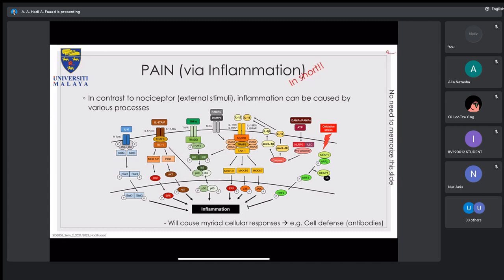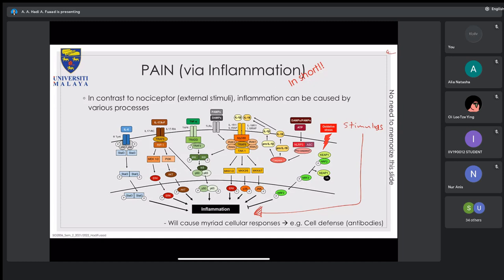There are again a lot of pathways because we are complex beings, and a complex system has complex pathways. From here, you can see all these stimuli, or stimulus, that can, towards the end of the day, result in inflammation. And inflammation, as you will see in the next few slides, can actually lead to pain. This is what most of us are normally exposed to.